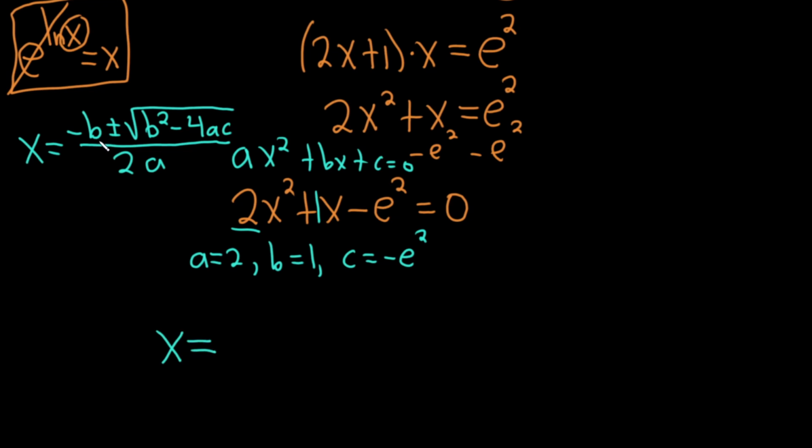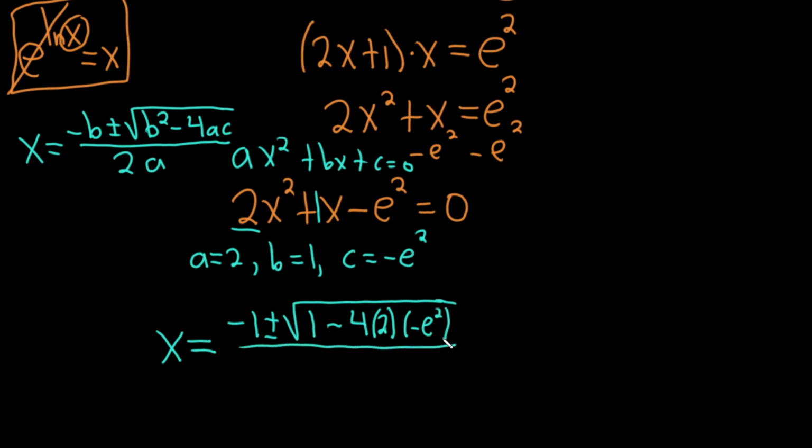So b is negative 1, so it'll just be negative 1 plus or minus the square root of b squared, so that's 1 squared, so it's 1, minus 4 times a, which is 2, times c, which is negative e squared. And it's all over 2a, so that's simply 2 times 2.